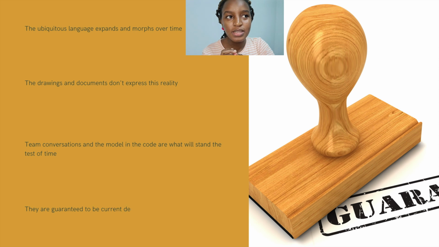Sometimes you may put a lot of effort into trying to update documents, and at some point it may feel like a lot of work, so be aware of that. That's why it's very essential to have the same language in the code, because then you don't have to use the documents to translate what the code meant. Because of this, team conversations and the code are the most guaranteed way to verify the ubiquitous language. It's the most current notation of it.